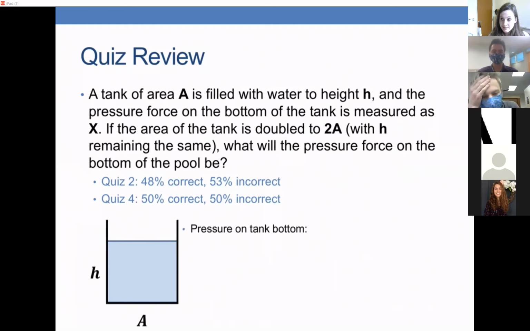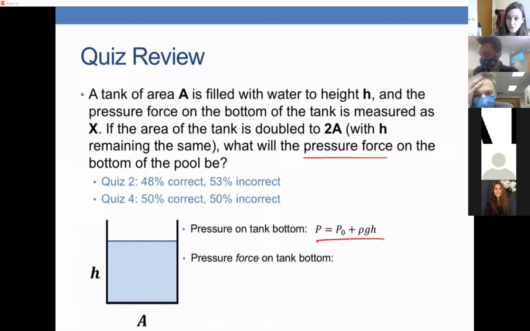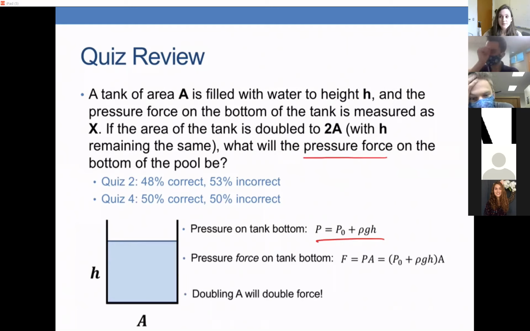All right. The pressure on the tank bottom is just P = P naught + rho g H. So the pressure only depends on the depth of the fluid. And so if this question were asking about pressure, people would be right that it just doesn't change. But it's not asking about pressure, it's asking about pressure force. And the pressure force on the tank bottom is the pressure times the area. And so if you double the area while keeping pressure the same, you double the force.